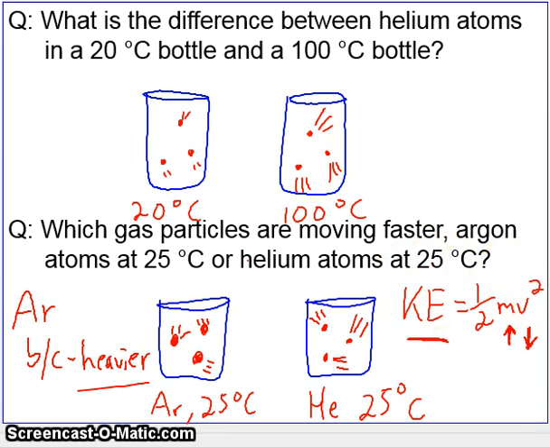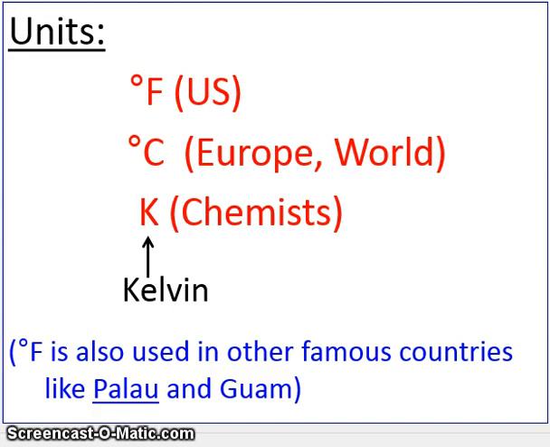Okay, take a look at the next slide, which lists the units of temperature that are commonly used. Degrees Fahrenheit are used almost exclusively in the United States. Europe uses degrees Celsius. The rest of the world uses degrees Celsius essentially. And degrees Celsius is also called centigrade.